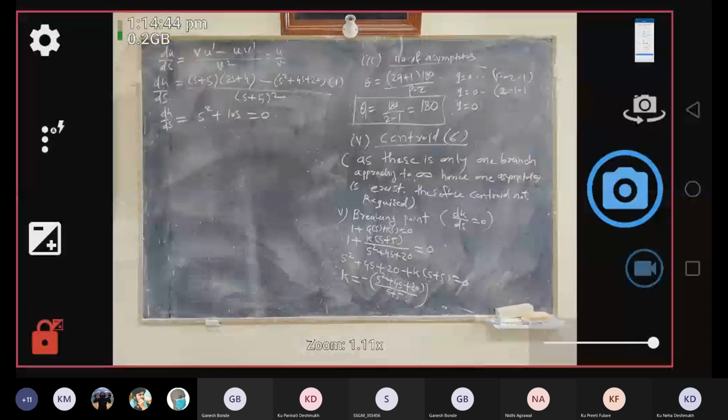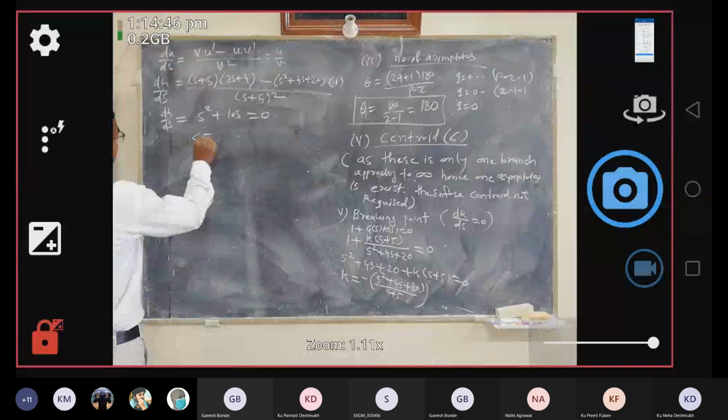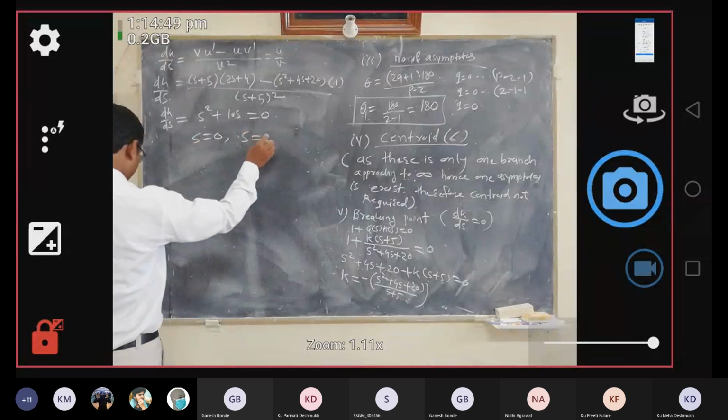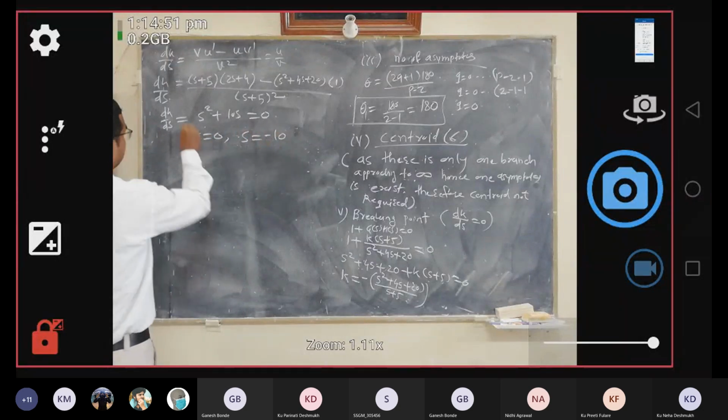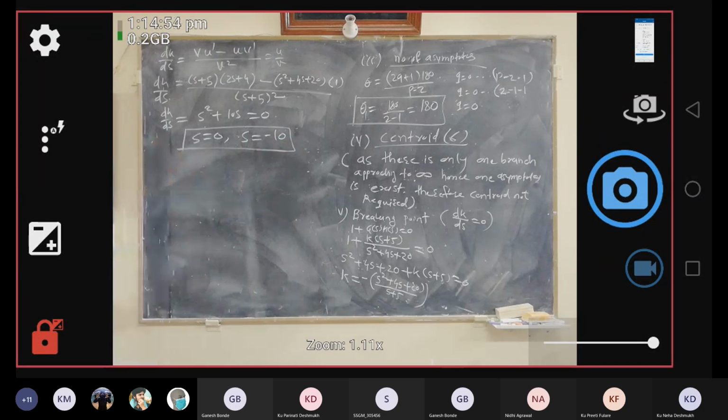So here you are getting two roots, at s is equal to 0 and s is equal to minus 10. These are the two breaking points. Breaking points we are getting: s is equal to 0 and s is equal to minus 10. So which point is valid? We are going to determine whether s is equal to 0 or s is equal to minus 10 is the valid breaking point or breakaway point. Okay, if you see the structure of the pole zero plot, it will be clear to you.